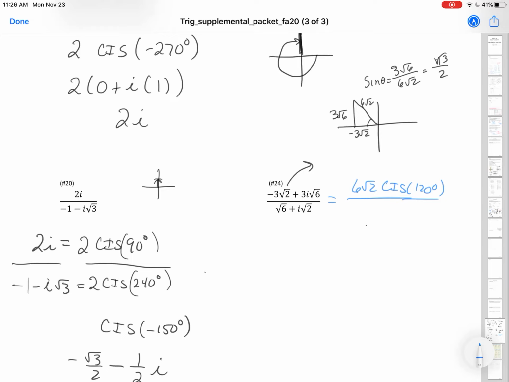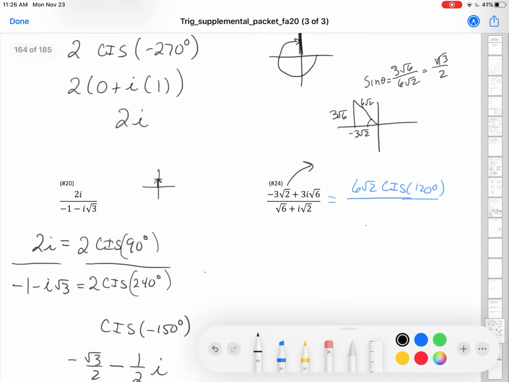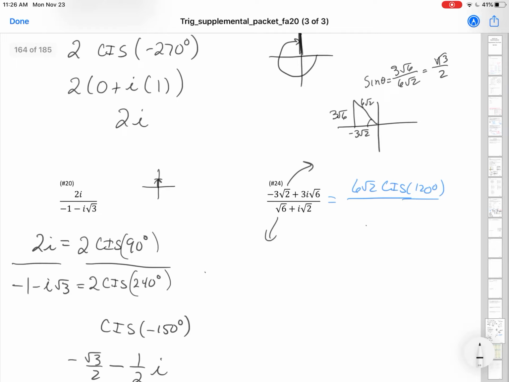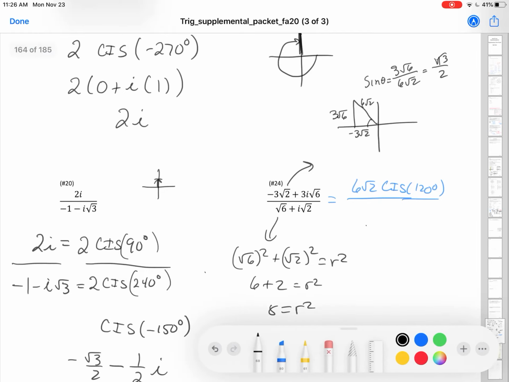Now we got to do the same thing for the bottom. So how about the bottom's magnitude? If we come back to black and we do that work down here, it's root 6 squared plus root 2 squared, which is 6 plus 2, that is equal to r squared. 8 is equal to r squared, so we got a 2 root 2 is equal to r. And so we have a nice 2 root 2 under here. I'll put that in blue.